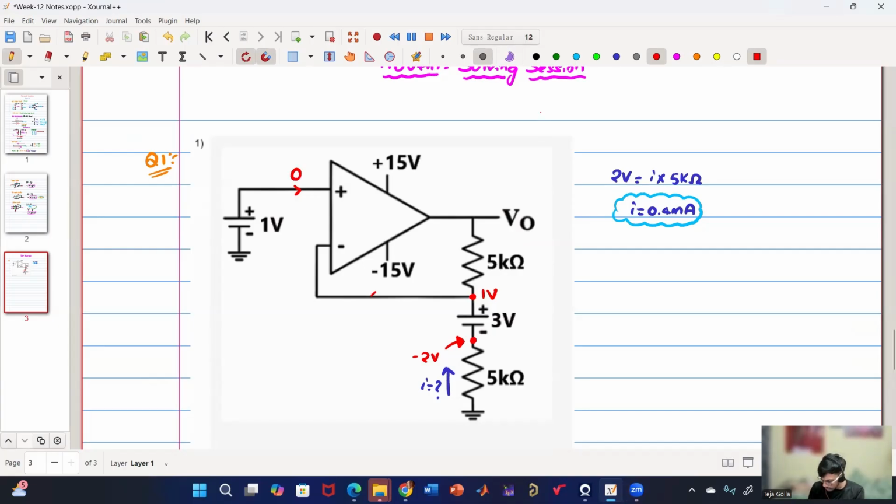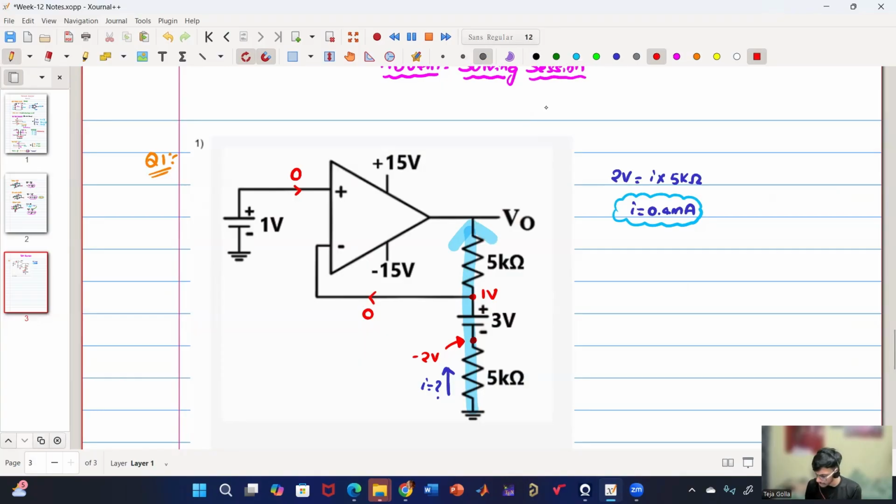And what is the current in this path entering the negative terminal? Zero. Zero amperes. Okay. Now can you tell me what is the current through the 5 kilo ohm? The top 5 kilo ohm? 0.4 milliampere. Yes. So if I draw, the same current is flowing, right?